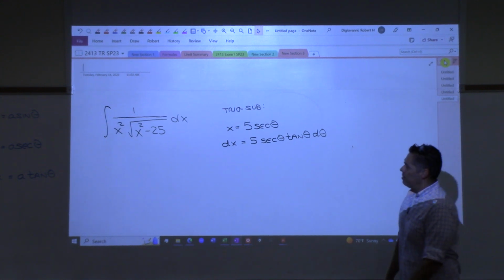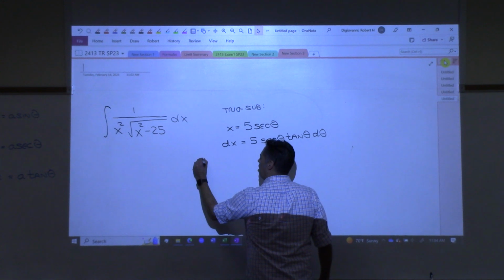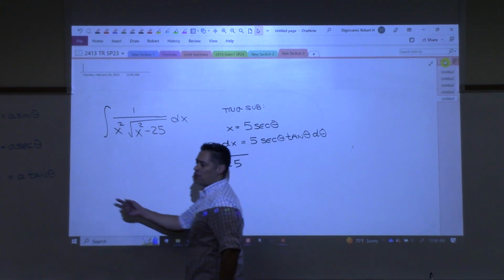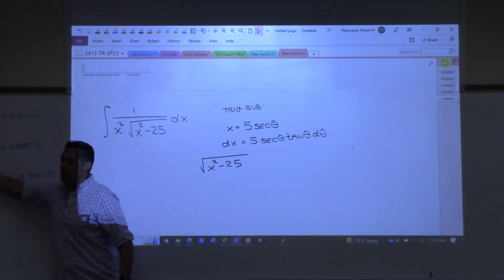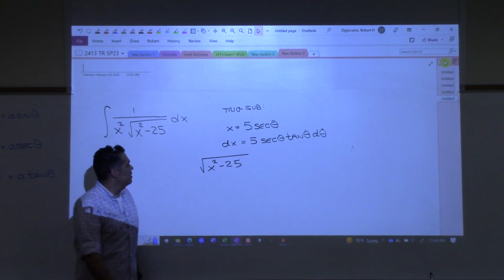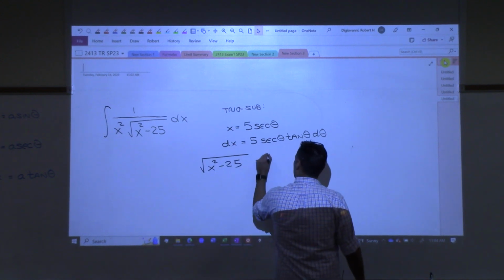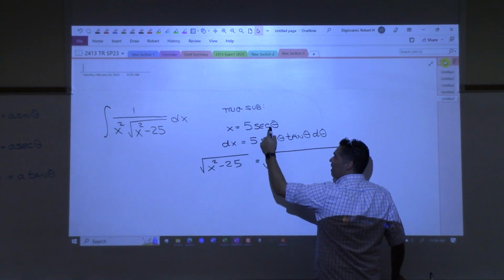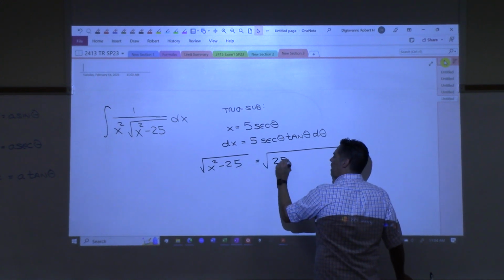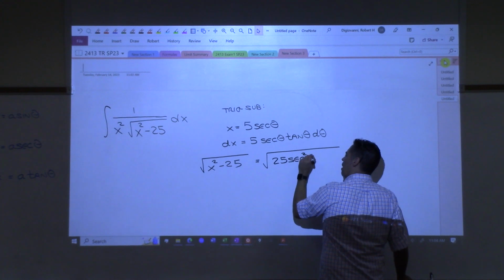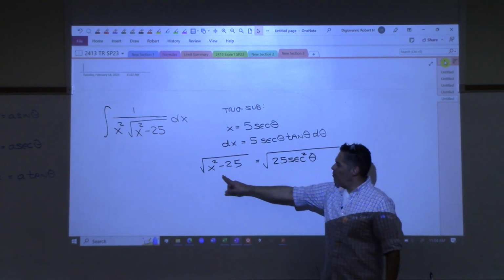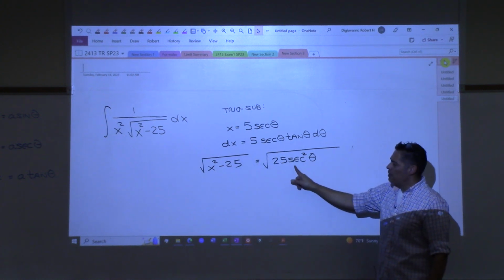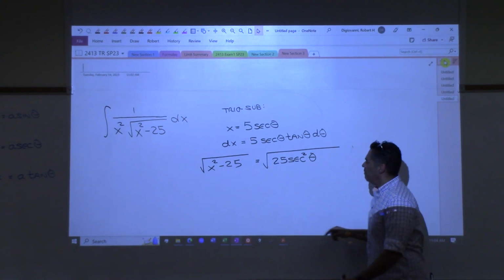Then the next thing I'm going to do is figure out what is the square root of x squared minus 25, the thing that kind of triggered me to do this whole thing, right? What does that turn into? So I'm going to just rewrite it. And I'm going to replace x with 5 secant theta. That becomes 25 secant squared theta. Right, that's what would happen if I took that x right there and squared it, right? It would become that. And then I still have minus 25.